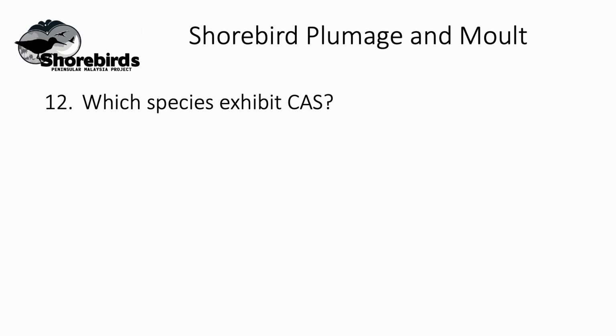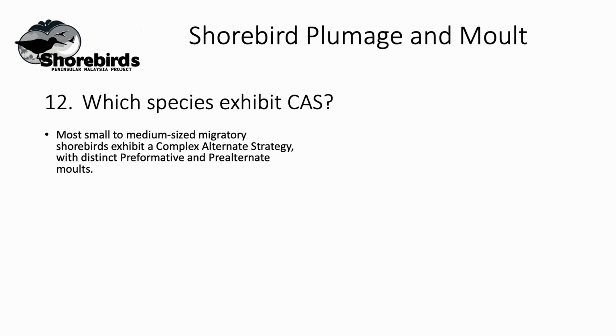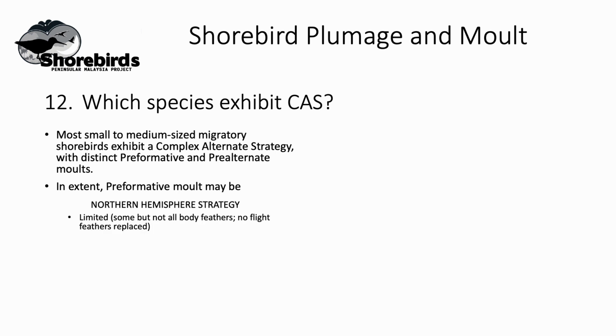So which species exhibit the complex alternate strategy? Actually, many. Most small to medium-sized migratory shorebirds exhibit the complex alternate strategy with distinct preformative and pre-alternate molts. And in extent, the preformative molt may be limited with some but not all body feathers and no flight feathers replaced, or partial, where most or all body feathers and no flight feathers are replaced except perhaps 1 to 3 tertials and 1 to 2 central tail feather pairs. And so those are both considered the Northern Hemisphere strategy.